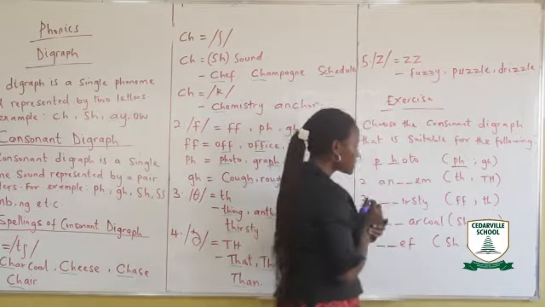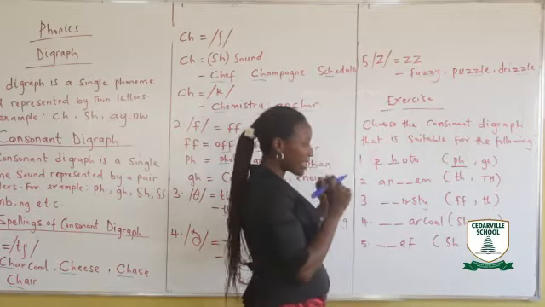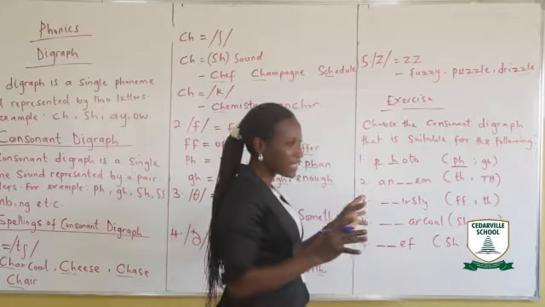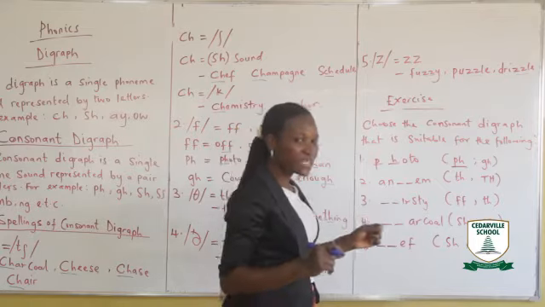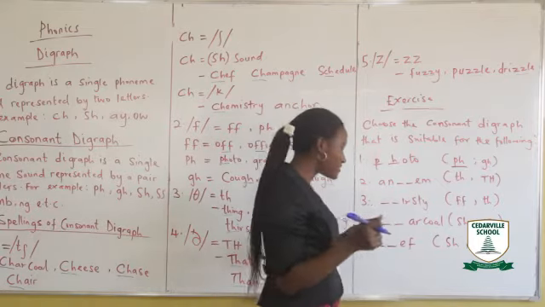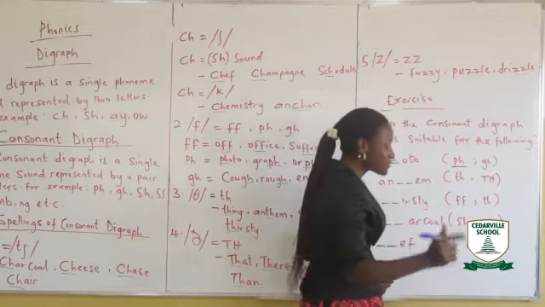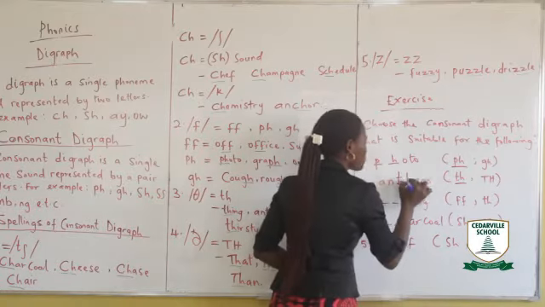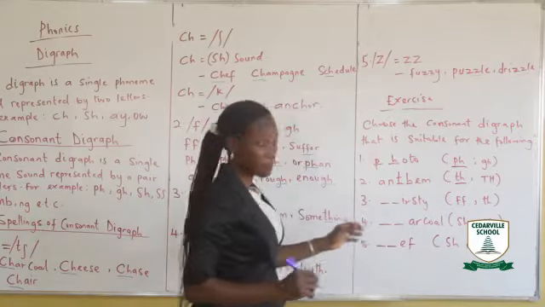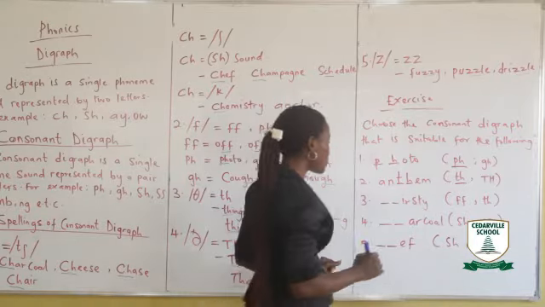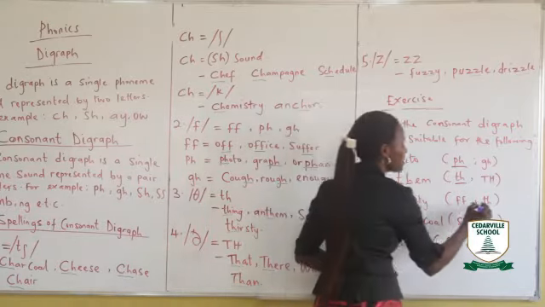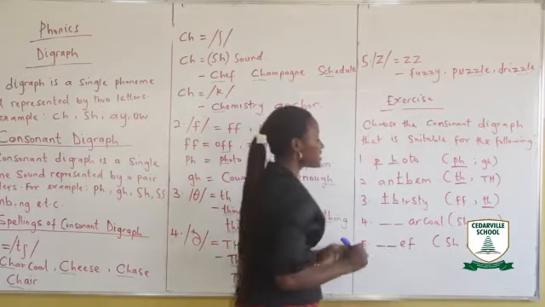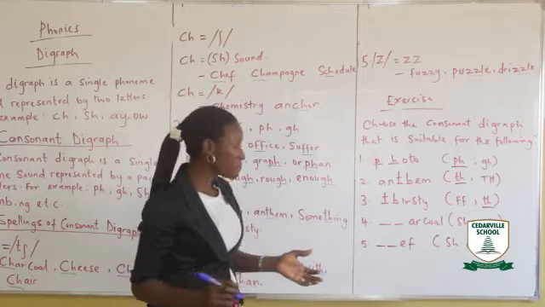Number two, both sounds have the same spelling, the same digraph, but different sounds. So which of the two is correct? We have the silent TH, which gives us the word anthem. Moving on to number three, we have the silent TH as the correct answer, which gives us the word thirsty.